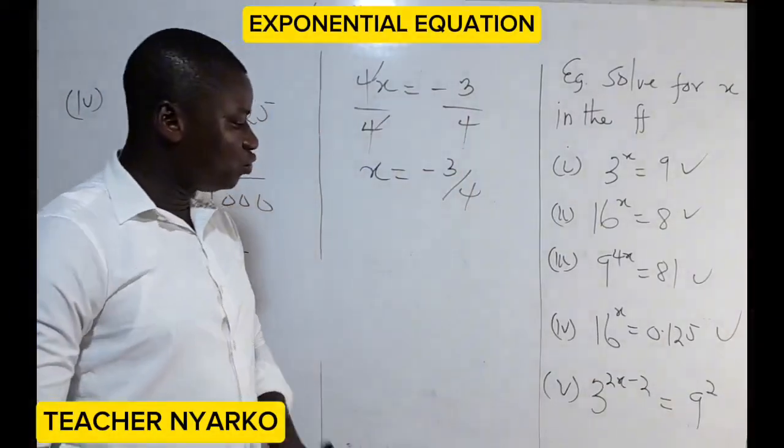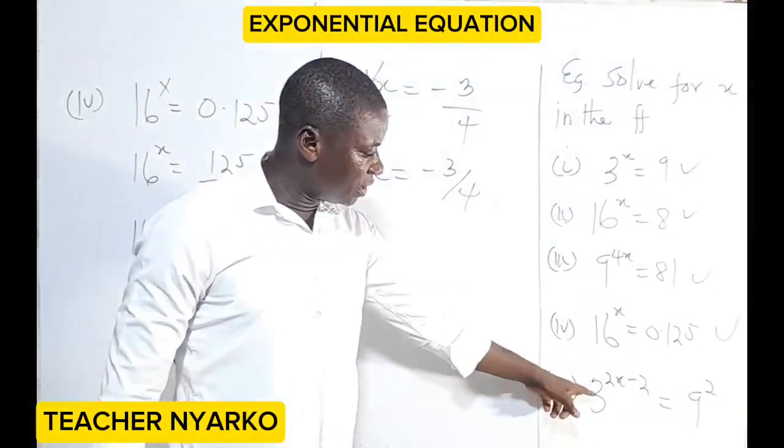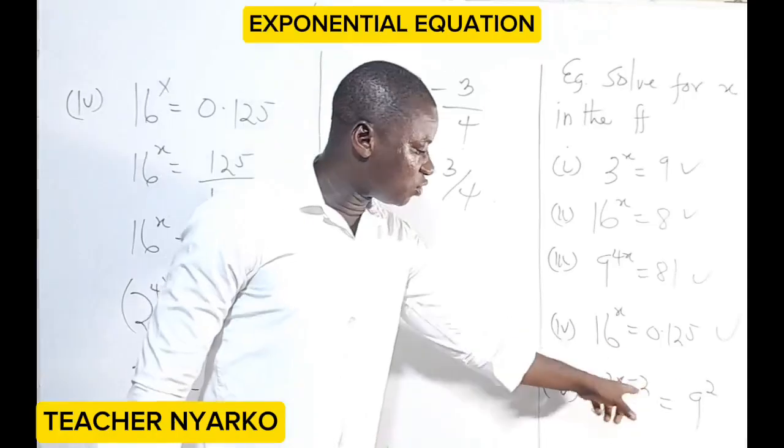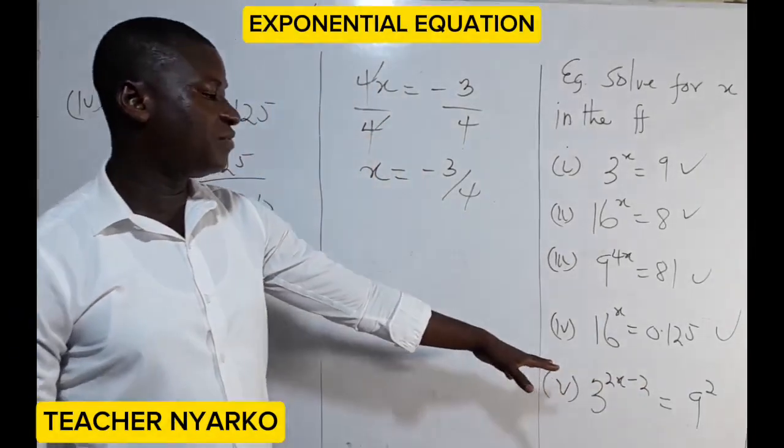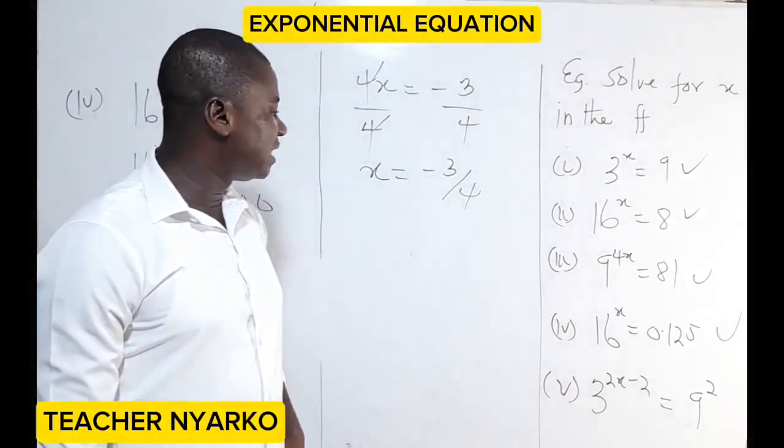Now I give this to you as your assignment. 3 exponent 2x minus 2 equals 9 squared. Solve for x. And so you also simplify. And you will get the answer. You arrive at the answer.